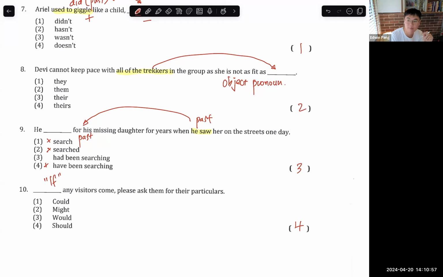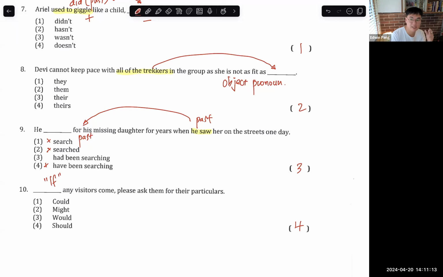Should any visitors come, please ask them to ask for their particulars. Now, this is an unusual structure. We don't generally talk like this in English, right? I don't think you normally talk like this or write like this, but it's a good thing to know because it's a very formal way of addressing someone.